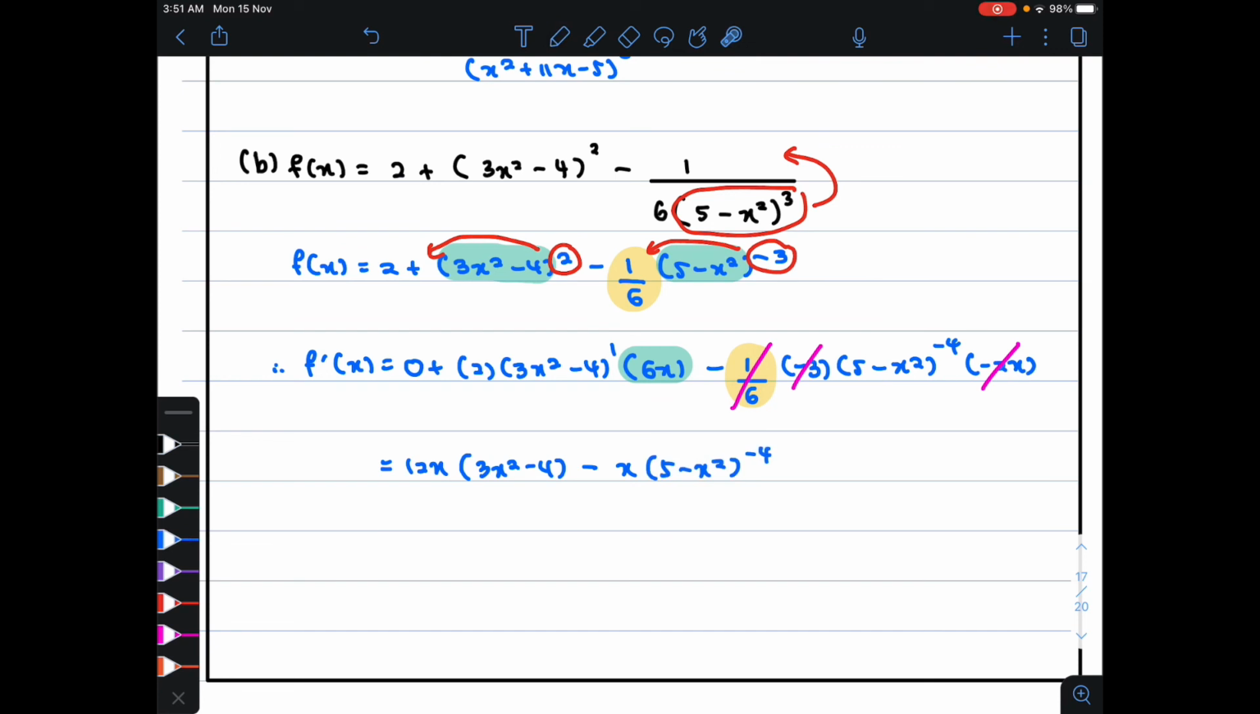So, can we leave our answers like this? You can't, because here is something with the power negative. So, we need to simplify this one only. So, that's the final answer of this question.